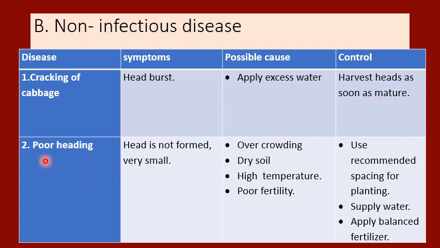Then the second one is poor heading. The head is not formed, or otherwise the head is very small. This may happen due to overcrowding of the plants, dry soil, high temperature, or poor fertility. For management practices, we can use the recommended spacing for planting and supply water, and also for poor fertility, we need to apply balanced fertilizer.